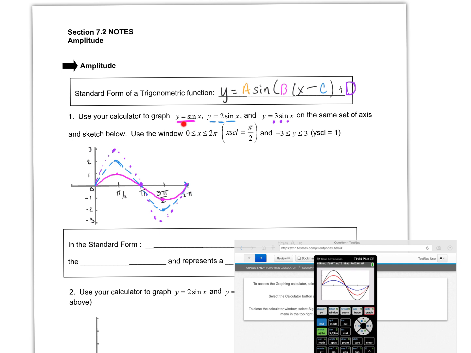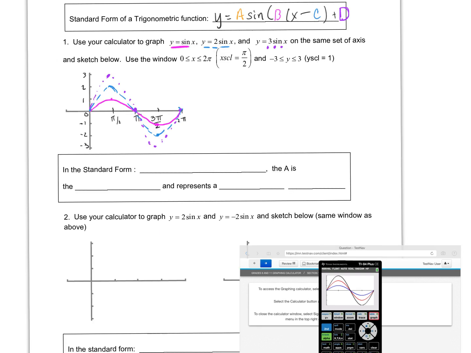I did my sine x here, the solid one, and I did the 2 sine x in the blue, and then I did the 3 sine x up this side, 3 sine x up there on the same axis, okay? Again, if you notice about the amplitude, we have a few things that happen here. So we're going to talk about what it looks like in standard form and what's happening.